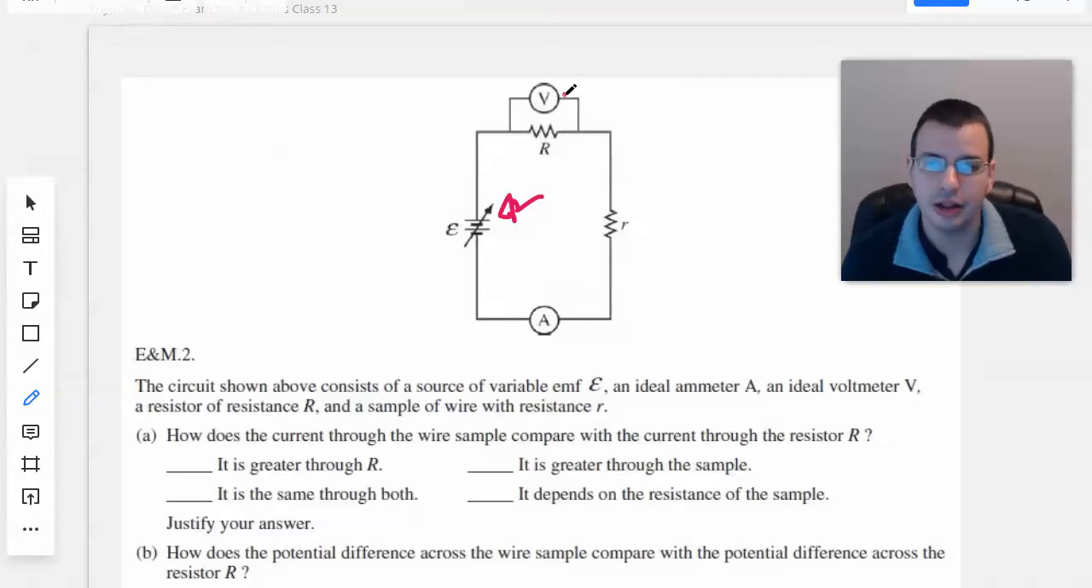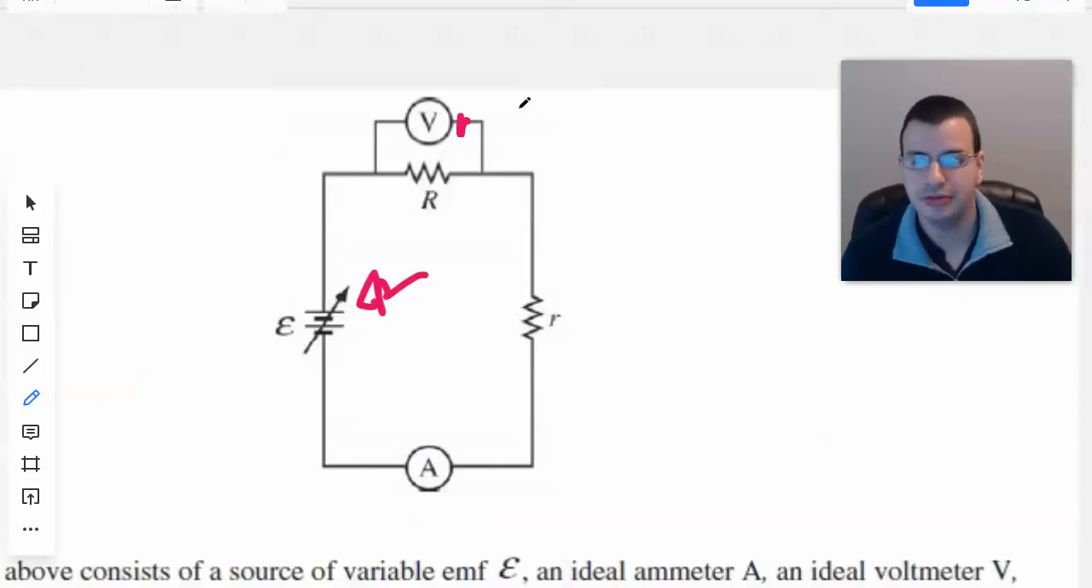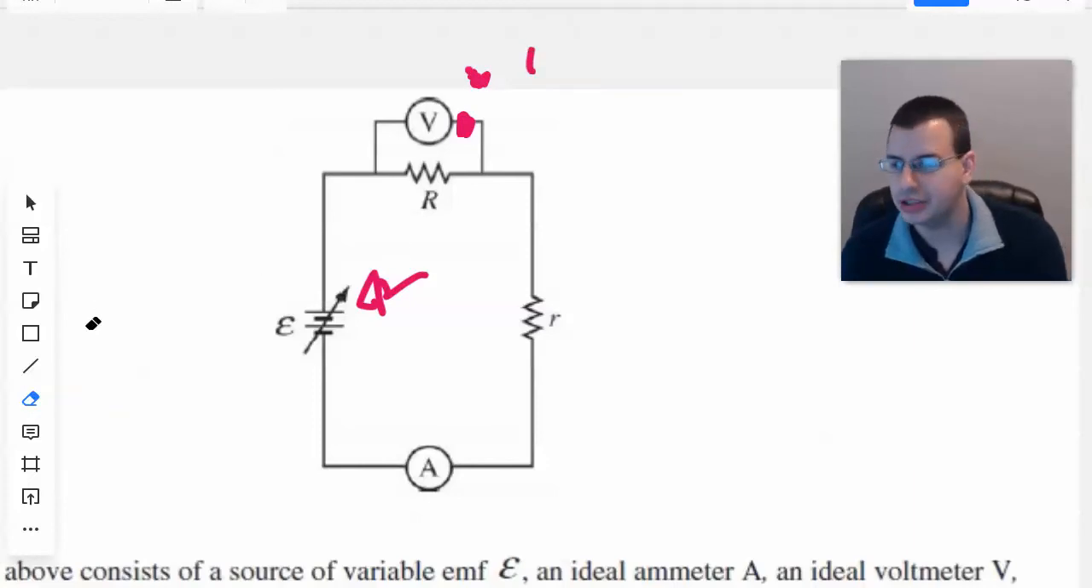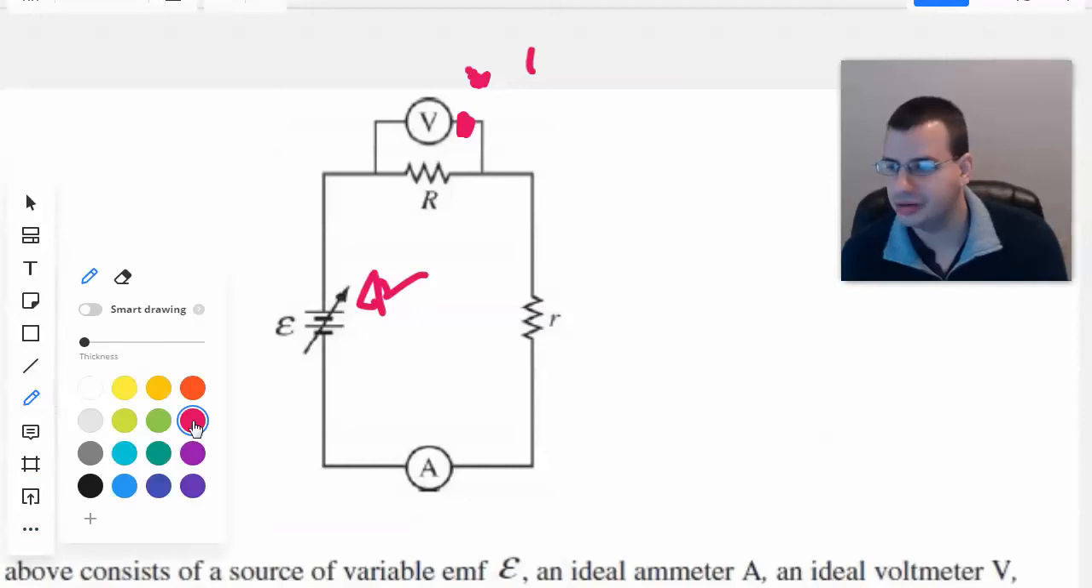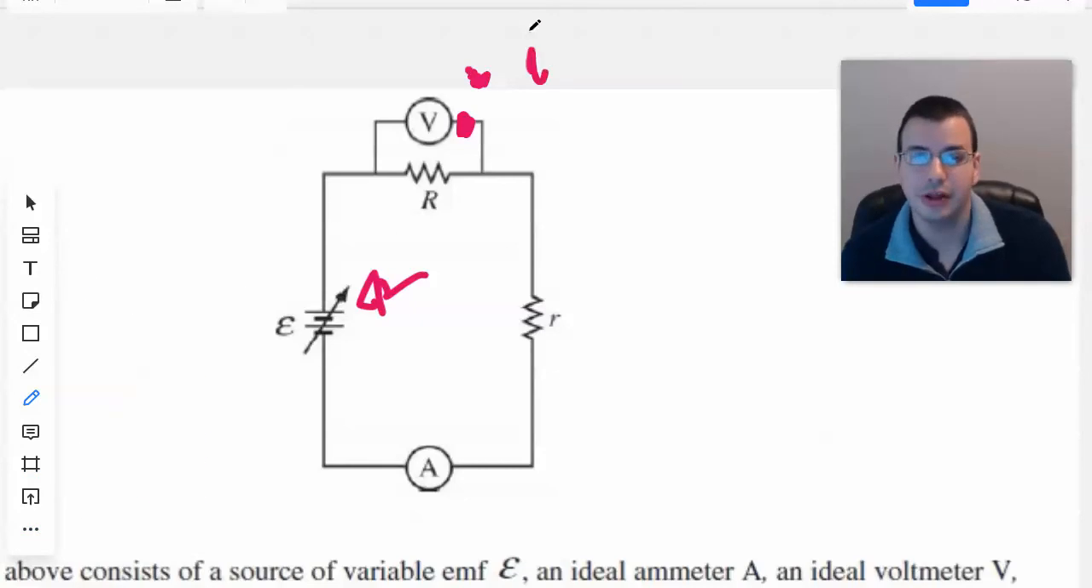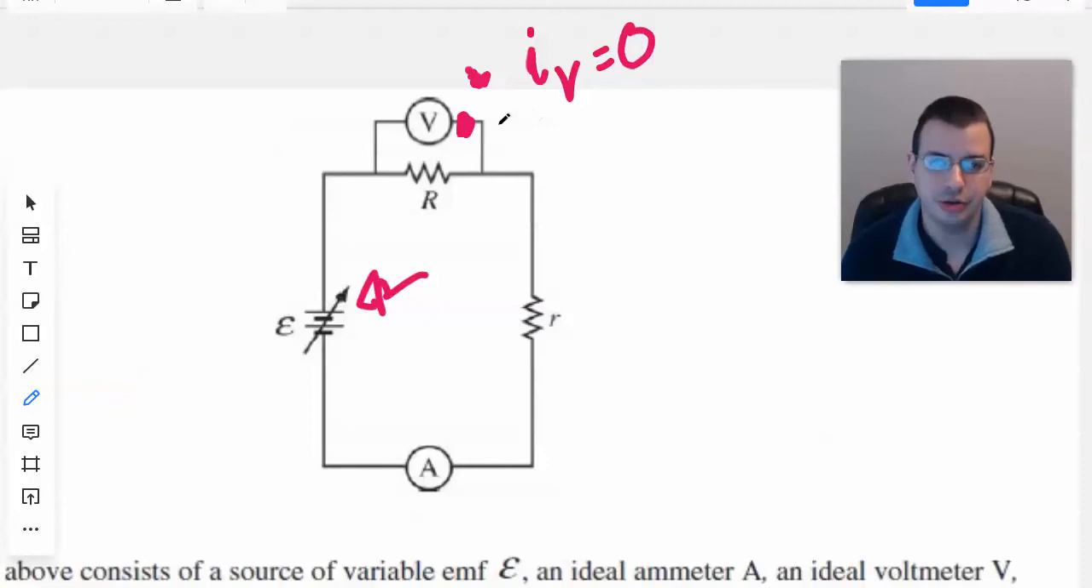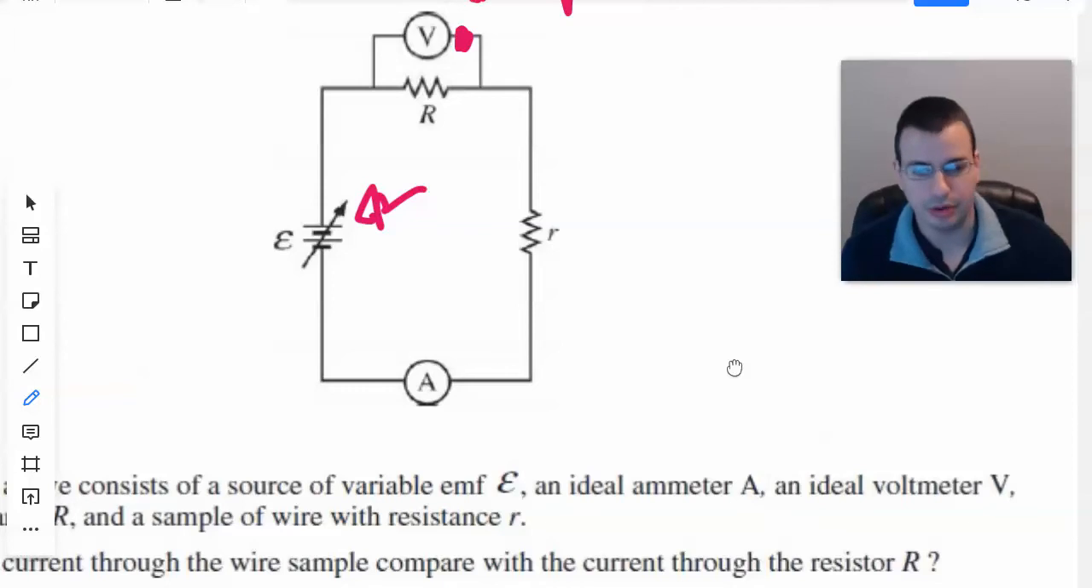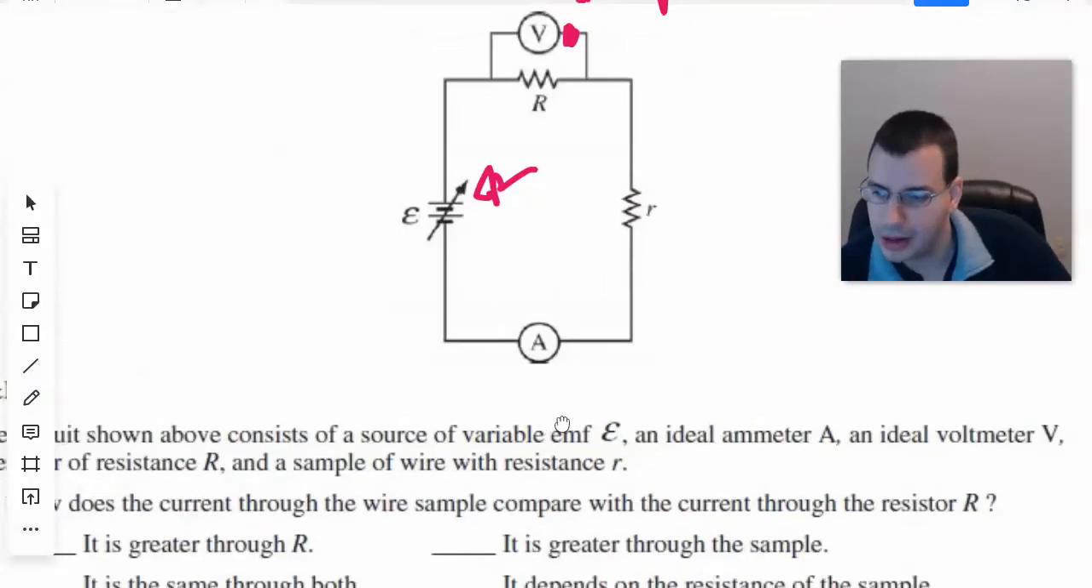So, draw a little arrow right here. Actually, I'll zoom in even more. Little arrow. Call that I_V for the voltmeter equals 0. There is no current flowing through there. In reality, there's a little bit of current, but it's considered negligible. Okay, focus. Back on track.